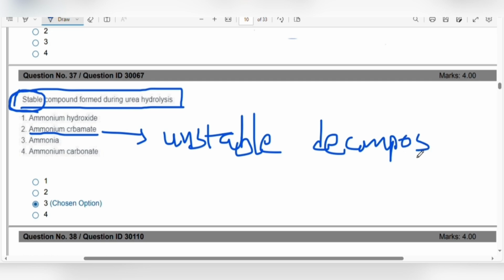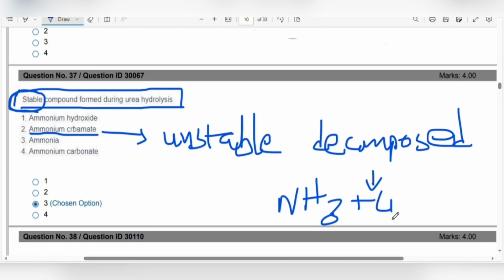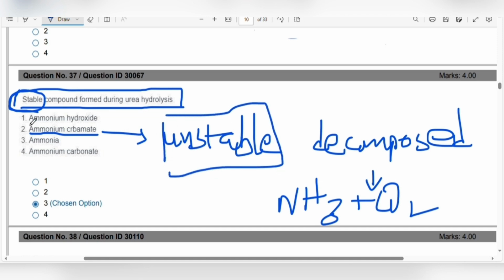It gets decomposed into ammonia and CO2, right? So the first compound formed during urea hydrolysis is ammonium carbamate, but it is unstable. It is not stable. Here they have asked, how cheekily they have asked you, the stable compound formed during urea hydrolysis. The answer will be ammonia. Here you can see ammonia.